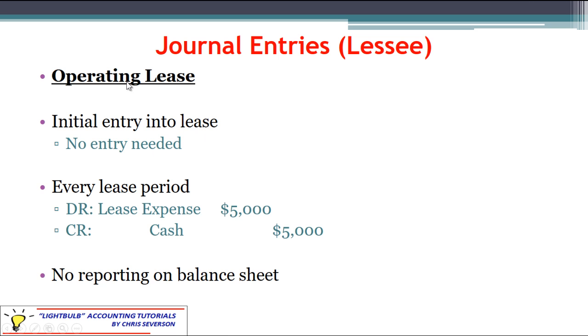If this was an operating lease, when we first enter into the lease, there's no entry needed. However, every lease period, we would have a debit to lease expense and a credit to cash for whatever we paid. Keep in mind, there's nothing that we reported initially, therefore there is nothing on the balance sheet. No asset, no liability.